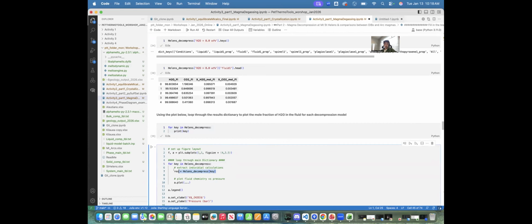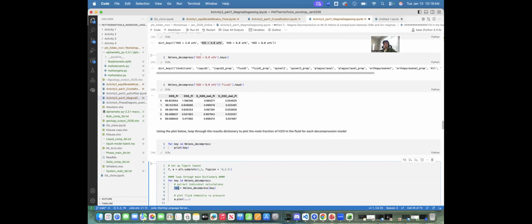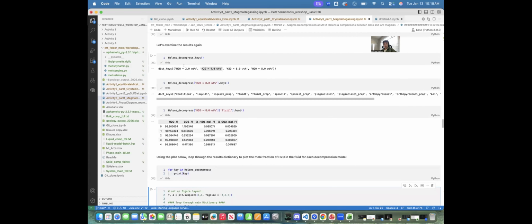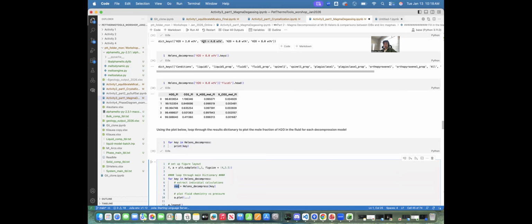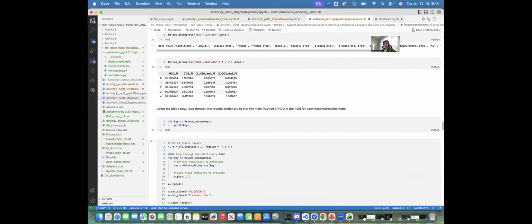So this line in here, res equals Helens decompress, key. On the first loop through here, res will be equal to Helens H2O 2.0. On the second loop, it will be equal to Helens H2O 4.0. On the third loop, Helens H2O 6.0. And on the fourth loop, it will extract this final calculation, the 8.0 calculation up here, okay?